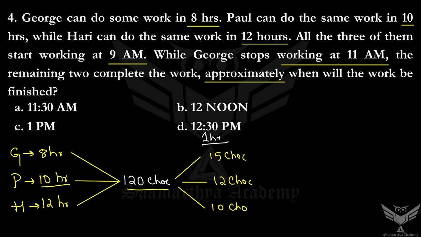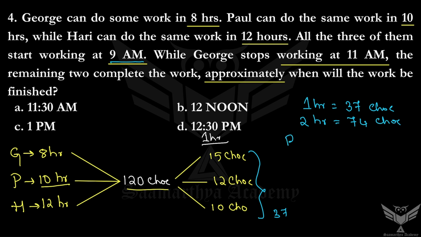Now, together if you consider, in 1 hour, they are eating 15 plus 12 plus 10. That is 37 chocolates. So in 1 hour, 37 chocolates. But all of them started working at 9 a.m. Till 11 a.m. everyone was working. That means they are working for 2 hours. So clearly for 2 hours, 74 chocolates they'll finish off.